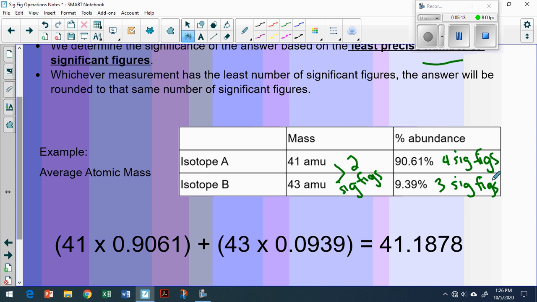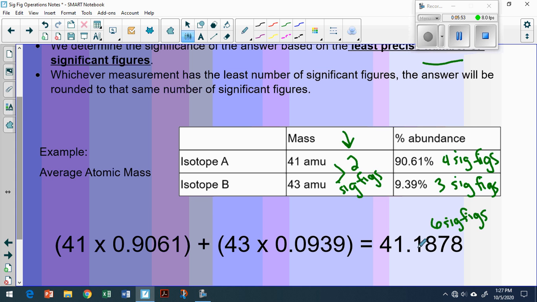So when we take a look at our answer, we see that the calculator spits out 41.1878. Now that answer is more information than what we can report. There are 6 significant figures in what this is reporting right now, and that's too many. So what we have to decide here is among these measurements, which are the least precise, that determines how many significant figures to round to. Both of these values have only 2 significant figures. That means our answer can only have 2 significant figures.